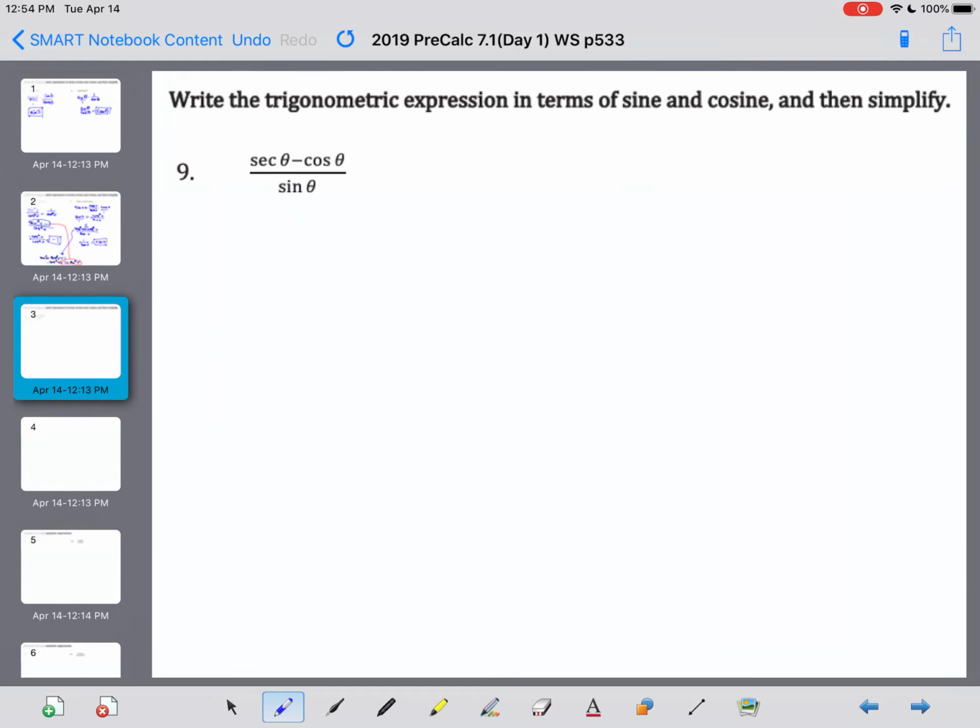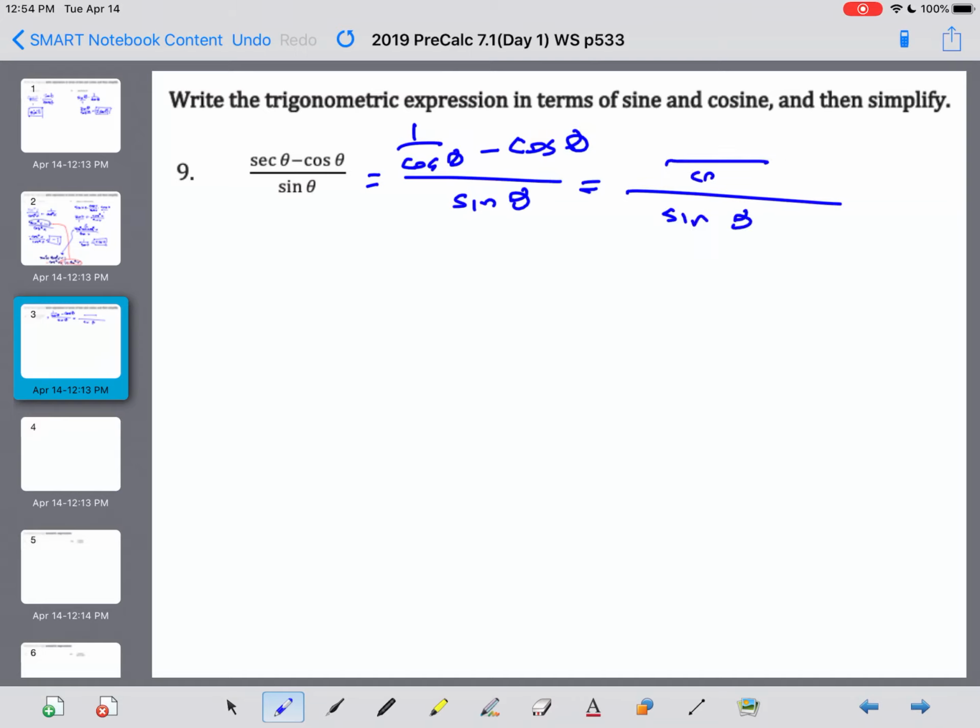Continuing on here, this one similar. Again, notice that we do have some fraction work as we go here. So I'm going to go ahead here. Sine of theta, secant's 1 over cosine theta minus cosine theta. In the top, if I get a common denominator of cosine theta, I get 1 minus cosine squared theta.